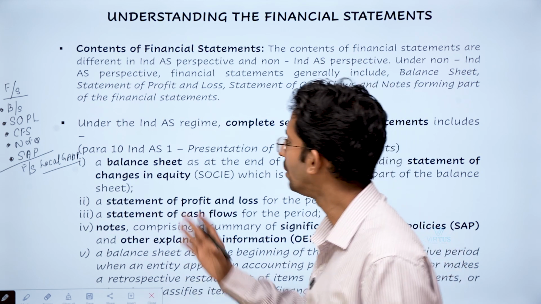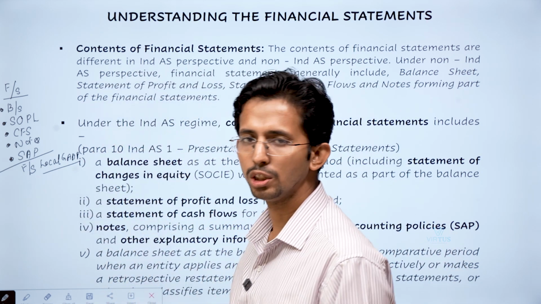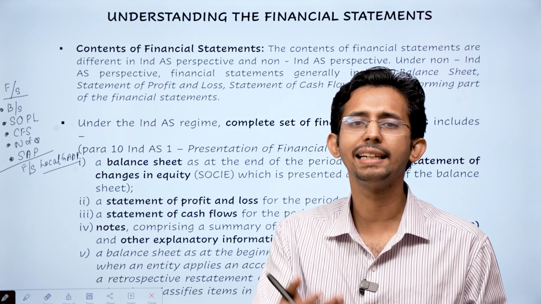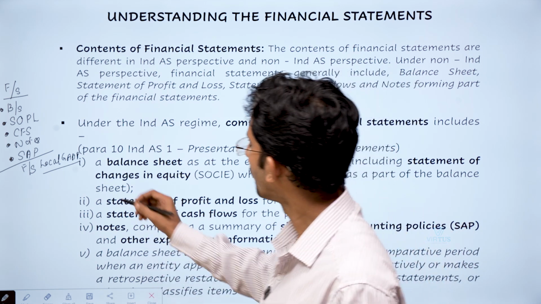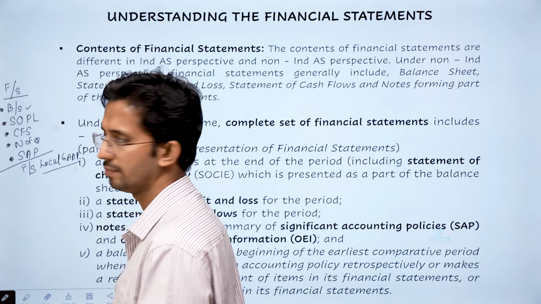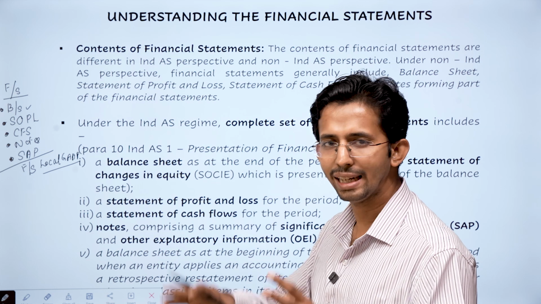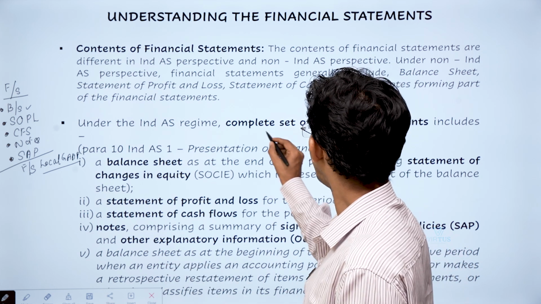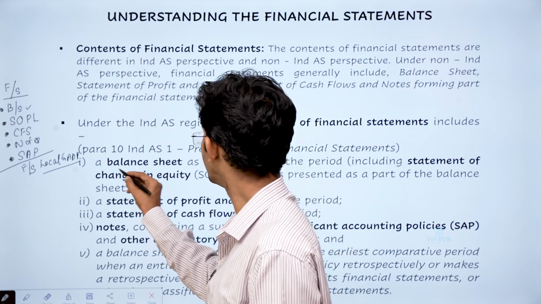Now, on the other hand, when you come to the Ind AS regime, you have some small additions. What are the additions? Let us see that. The first one, balance sheet, is there in your Ind AS regime also. So in the Ind AS regime, the complete set of financial statements includes your balance sheet.